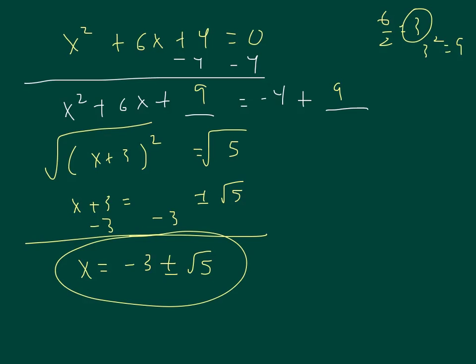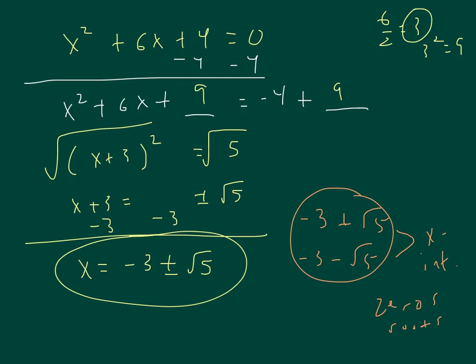Now let's remember that negative 3 plus radical 5 and negative 3 minus radical 5 are the two x-intercepts, or your zeros, or the roots, depending on how you look at this. All right, there's two things going on here. Let's try a couple more versions.